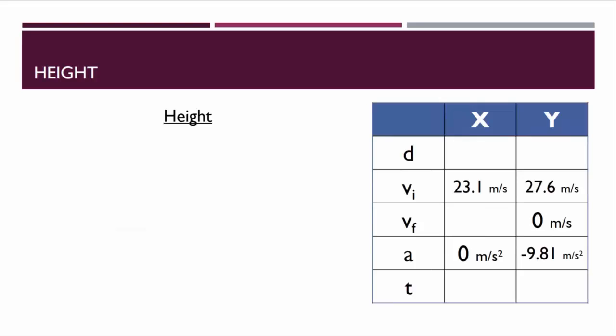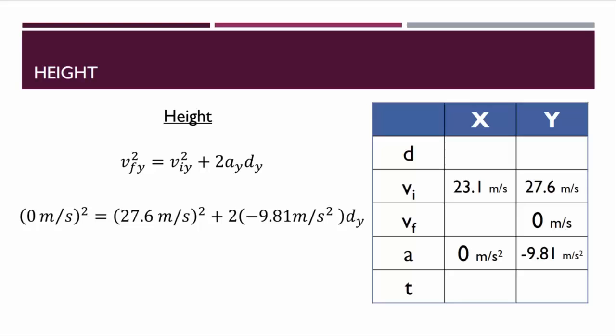Let's calculate the height. We have enough information in the y column to calculate how high the ball ends up going. You'll see here that I've added y to the subscripts. You don't have to do that. I'm just doing it to make it clear that we only want to pick numbers from the y column, not the x column. When we plug in our final velocity and our initial velocity and our acceleration, we can find that the height that this ball reaches is 38.8 meters.